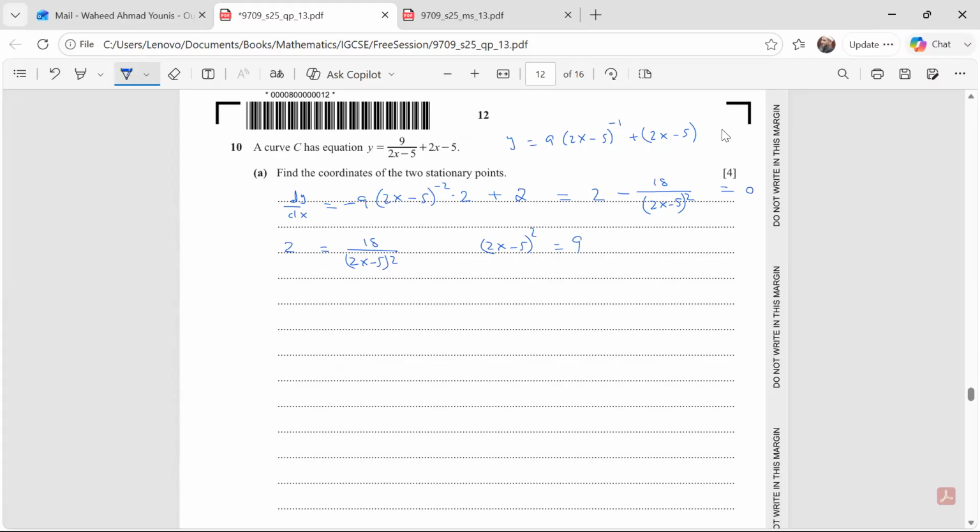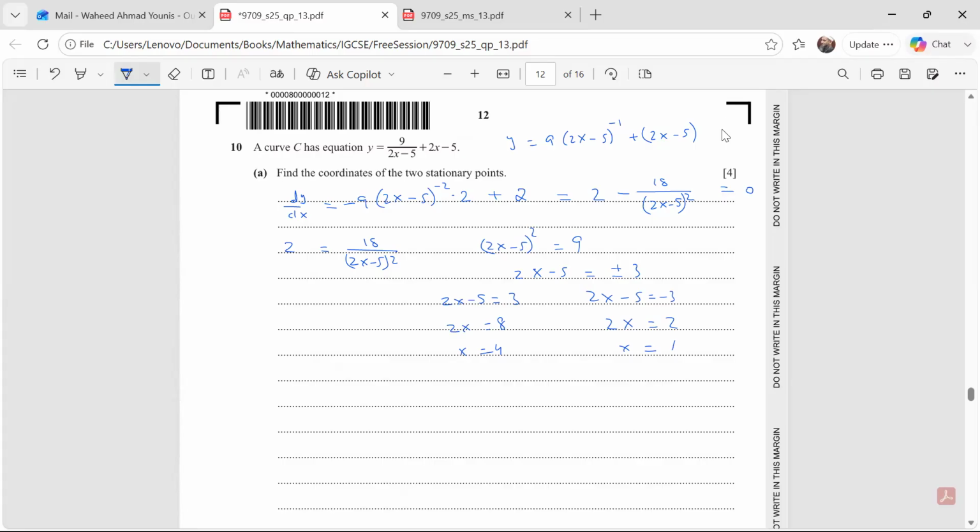If I take the square root on both sides, 2x − 5 is equal to ±3, right? So 2x − 5 is either equal to 3 or 2x − 5 is equal to −3. From here, 2x is equal to 5 + 3, which is 8, and x is equal to 4. And from here, 2x is equal to 5 − 3, which is 2, and x is equal to 1. So the two answers we get are 1 and 4. When x is 1 and x is 4, that is where we have the stationary points.